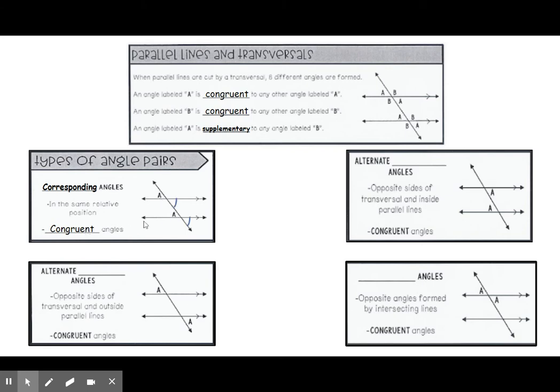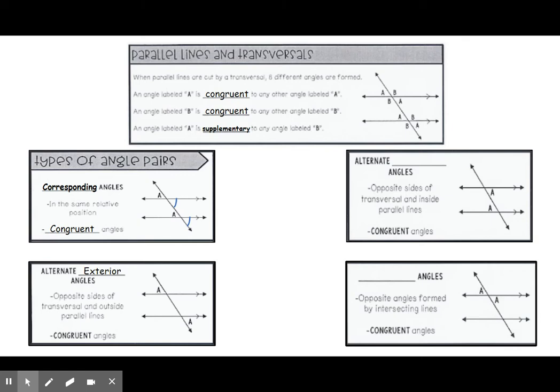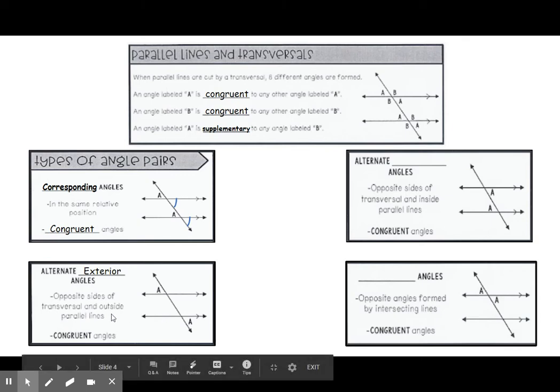And so here's another example of corresponding angles, right? Bottom right, corresponding, same position. All right, the next type of pair. So here's my parallel lines. Here's my transversal. I have an A up here, and then I have an A down here. We call those alternate exterior angles. So alternate exterior angles are on opposite sides of the transversal and outside the parallel lines.